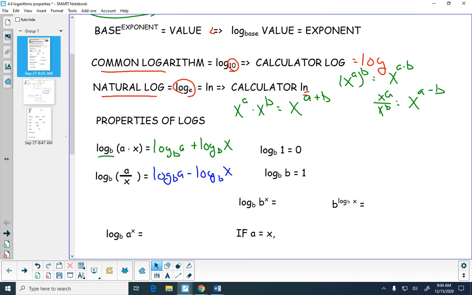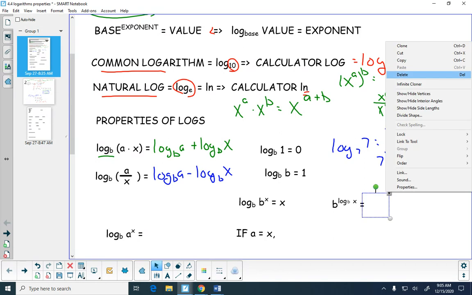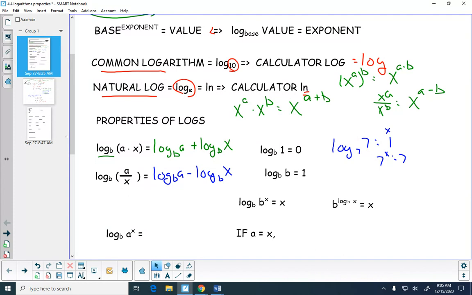Log base b of b. If these two are the same, I get a value of 1. They cancel each other out. Because what you're asking here basically is what exponent do I have to take the base to get my value? Well, if they are the same thing, I just take it to an exponent of 1. And if I have log base b of b to the x, this will equal x. And if I have a base with an exponent of log base b, this will still also equal x. And we'll look at some examples of this on the back side.